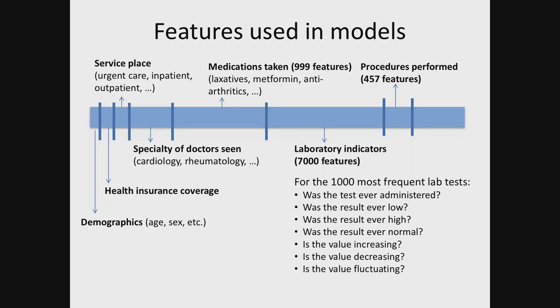For laboratory tests, that's where we do something which is a little bit different. We look to see, first of all, was the laboratory test ever administered? And then we say, OK, if it was administered, was the result ever low, out of bounds on the lower side? Was the result ever high? Was the result ever normal? Is the value increasing? Is the value decreasing? Is the value fluctuating? And notice that each one of these quantities is well defined even for patients who don't ever have any laboratory test results available. Right? The answer would be 0, it was never administered, and 0, it was never low, 0, it was never high, and so on. OK?